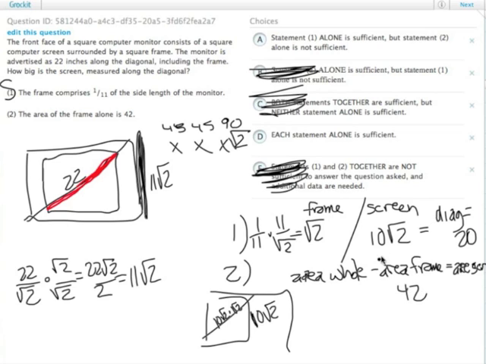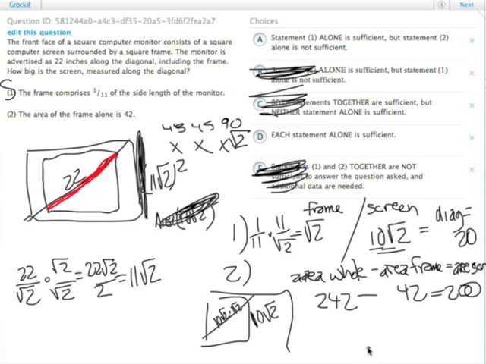We do know that one side of the whole thing is 10 times the square root of 2, and therefore the area of the whole thing will be 10 times the square root of 2 quantity squared, which equals 100 times the square root of 2 squared, so it equals 200. Oh, sorry, 11 times the square root of 2. It's 11 times the square root of 2 quantity squared, which is 121. 11 squared is 121 times 2 equals 242. 242 minus 42 equals 200.